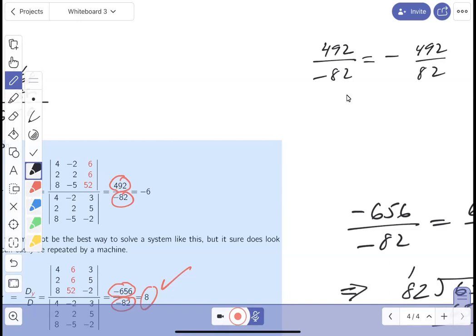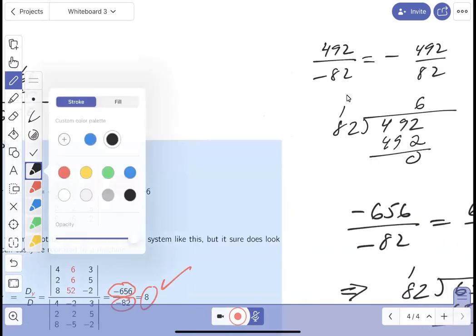And kind of looking at it, if I did long division like I did in grade school, I would say probably, looking at it, 6 times 8 is 48. So I'm going to say about 6. What's 6 times 2? 12. 6 times 8 is 48, 49. Remainder 0. So what's the answer over here? Minus 6, as they said it was.